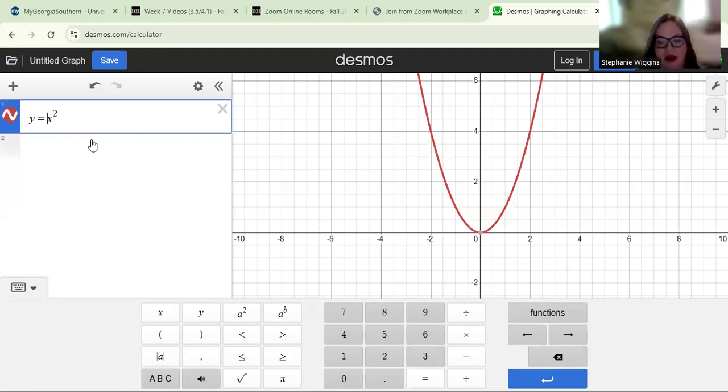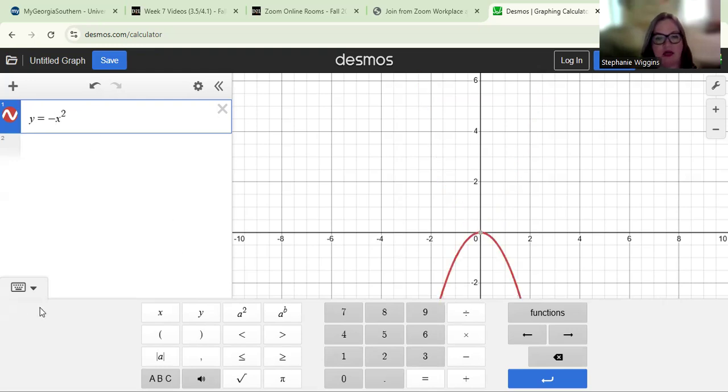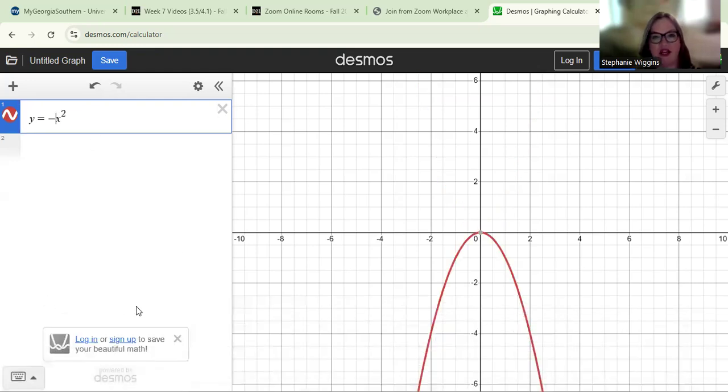So the negative now is on the outside. You can see what it did to my graph. It reflected across the x-axis. Everything that was up here, where the y values were positive, now the y values are negative. So everything gets flipped across the x-axis.